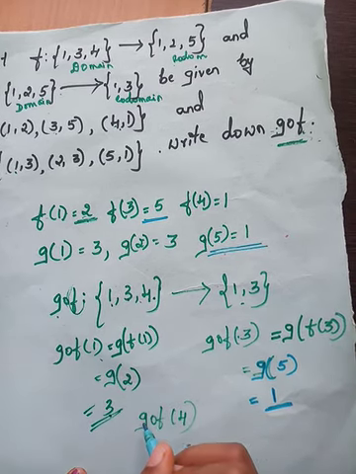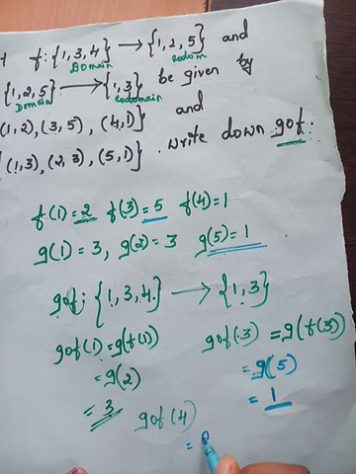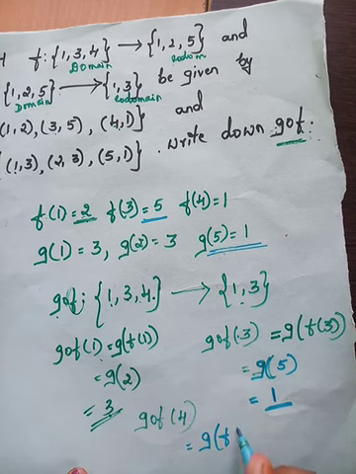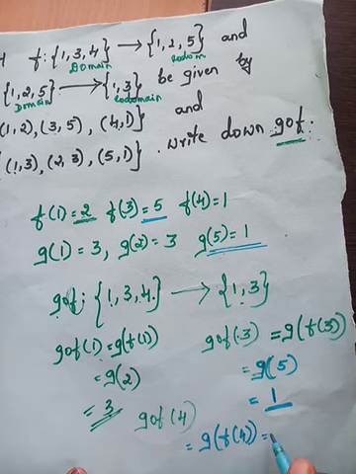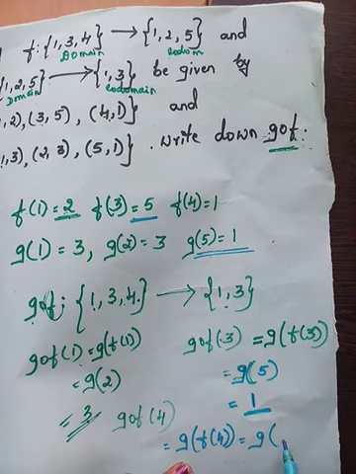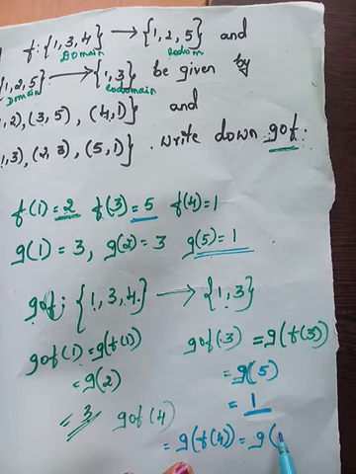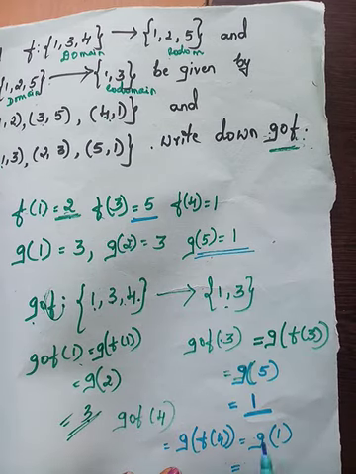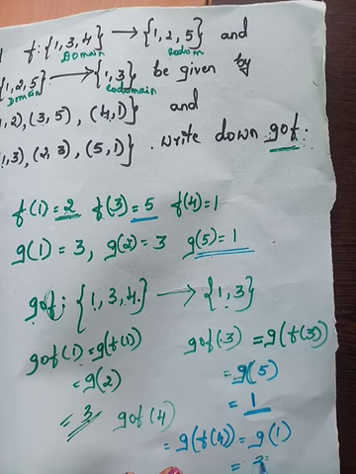Next we have G composition f of 4. So what do we have to write? G of f of 4. That is G of, what is the value of f of 4? It is 1. So G of 1. But what is G of 1? G of 1 is 3.